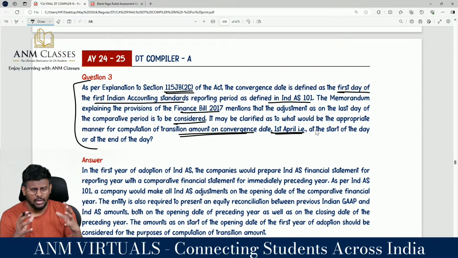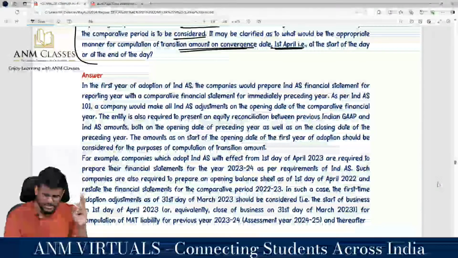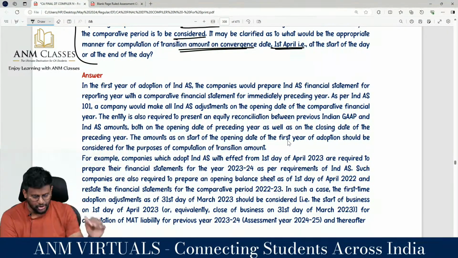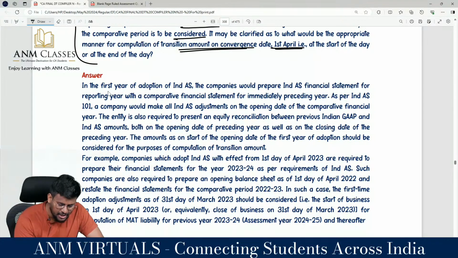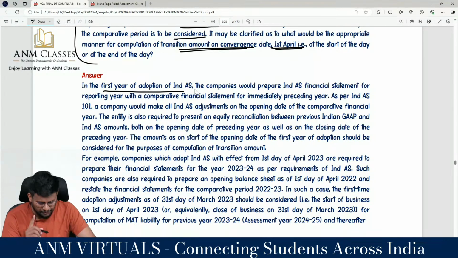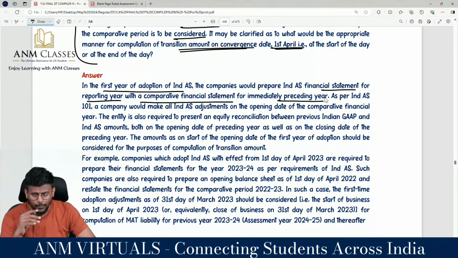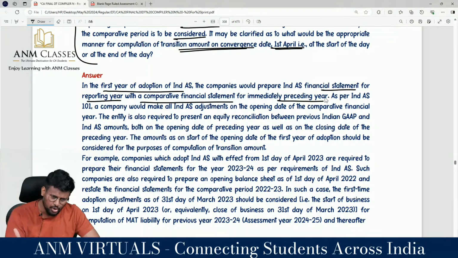So they are saying that under Ind AS the convergence date is 1st April, whereas our income tax law is saying end of April. What date will you take? That is the clarification they are asking. In the first year of adoption of Ind AS, the company would prepare the Ind AS financial statement for the reporting year with a comparative financial statement for the immediately preceding year. So they have to make the last year also as per Ind AS and the current year also as per Ind AS, then only they can compare.